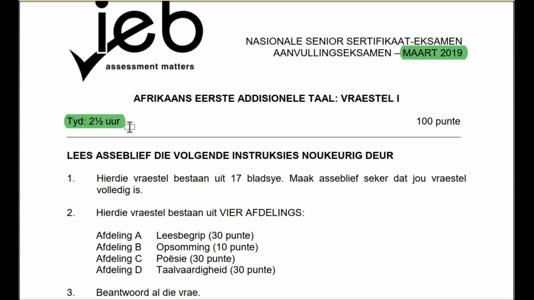So it's very important to look at the time allocation and gauge how much time to spend on each section so that you don't run out of time.